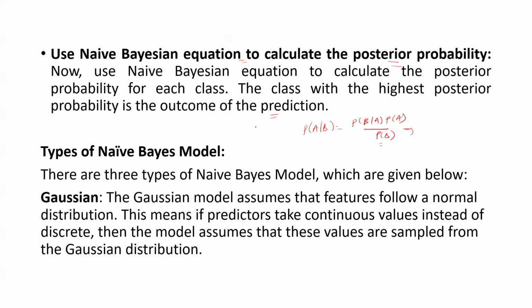One, from the data set, construct the frequency table. Second, calculate the likelihood probability of each outcome. And the last step is to use the Naive Bayes equation to calculate the posterior probability.